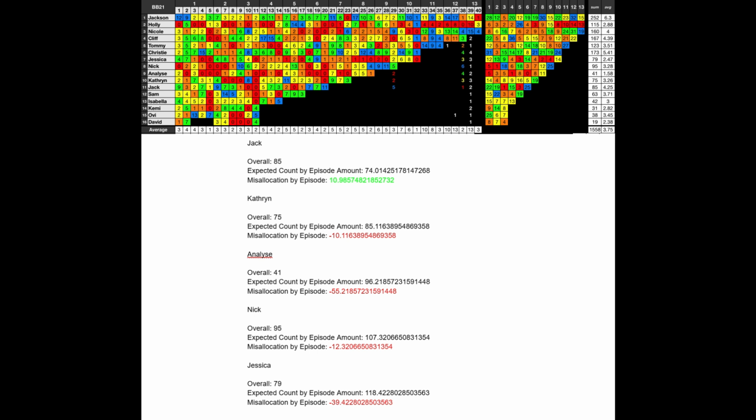Nick got 95 diary rooms, and his expected count by episode amount is 107.32, causing for a negative 12.32 misallocation. So he just missed out on being in the perfectly distributed median range. Jessica got 79 diary rooms, and her expected count by episode amount is 118.42. This causes her to have a negative 39.42 misallocation amount, and this really isn't a surprise since she was kind of always just on the outs in the dynamics, and she wasn't the most dynamic.